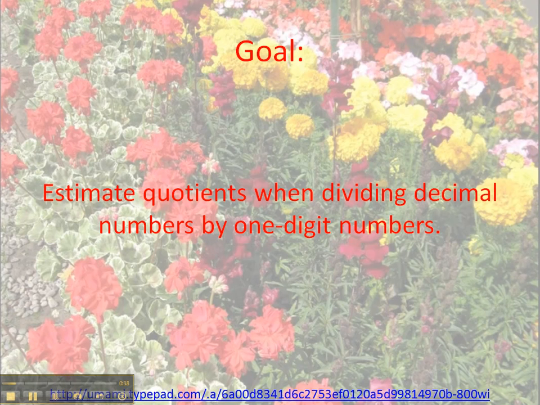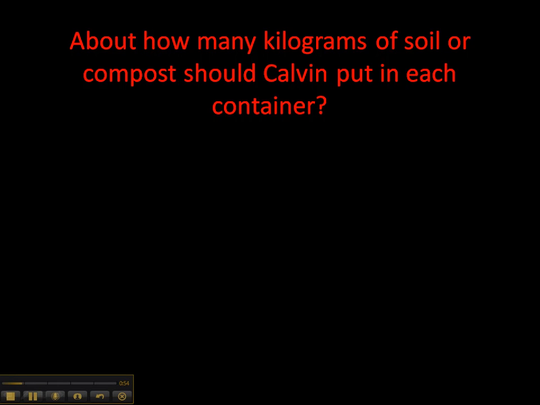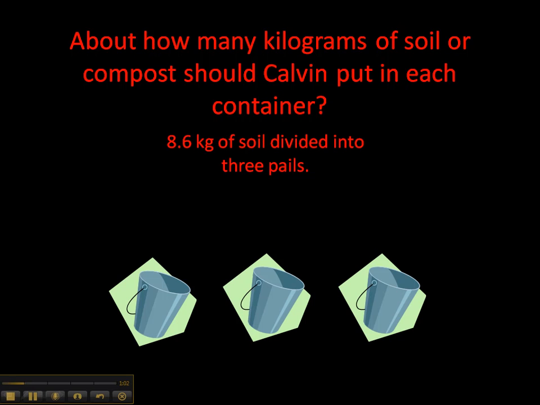Our goal is to estimate quotients when dividing decimal numbers by one-digit numbers. And remember, we're estimating, so don't grab a calculator. We're going to be able to do everything today in our heads. And we're going to learn how to divide soil into buckets, just like Calvin, who wants to divide kilograms of soil or compost into 3 different containers. He's got 8.6 kilograms of soil, and he's going to divide it into 3 different pails.